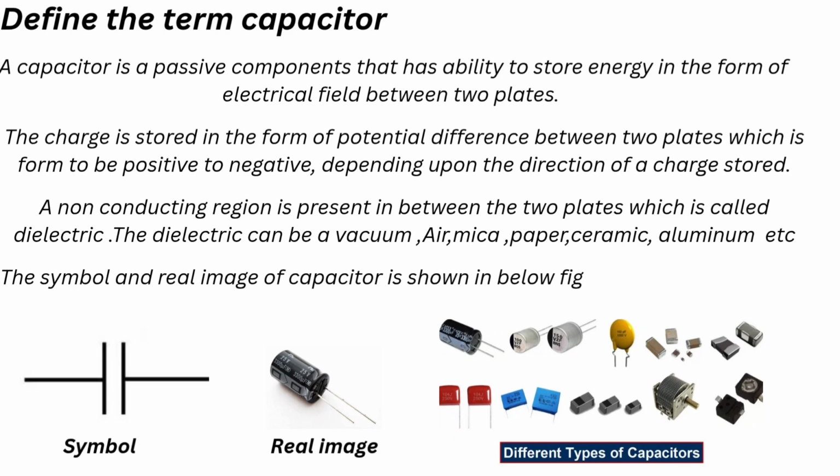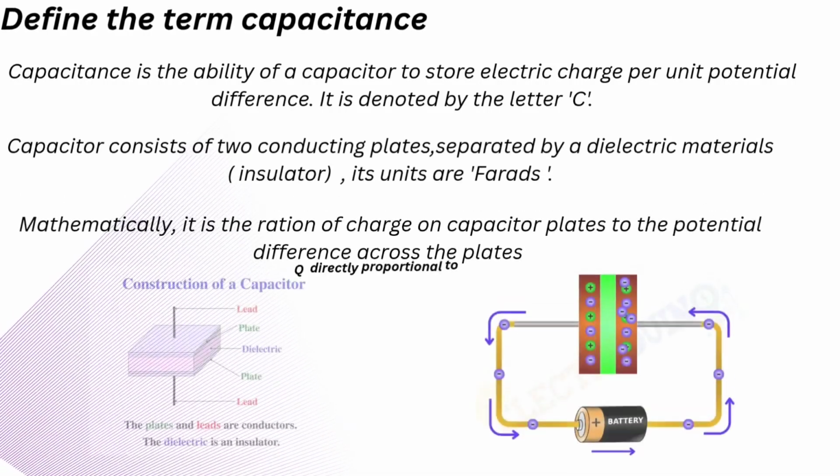That non-conducting region is called the dielectric. The dielectric medium material may be either air, mica, ceramic, aluminum, etc. Means there is a non-conducting region in between the two plates, and that non-conducting region is called the dielectric medium. The dielectric material can be either mica, ceramic, etc. Here you can see the symbol of the capacitor, and this is the real image of a capacitor. On the right side of the slide there are different types of capacitors that you can see in your laboratories also.